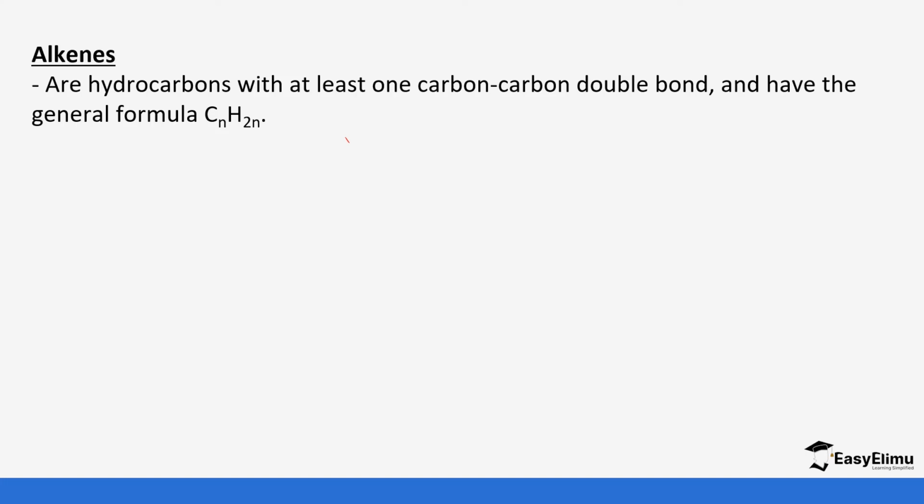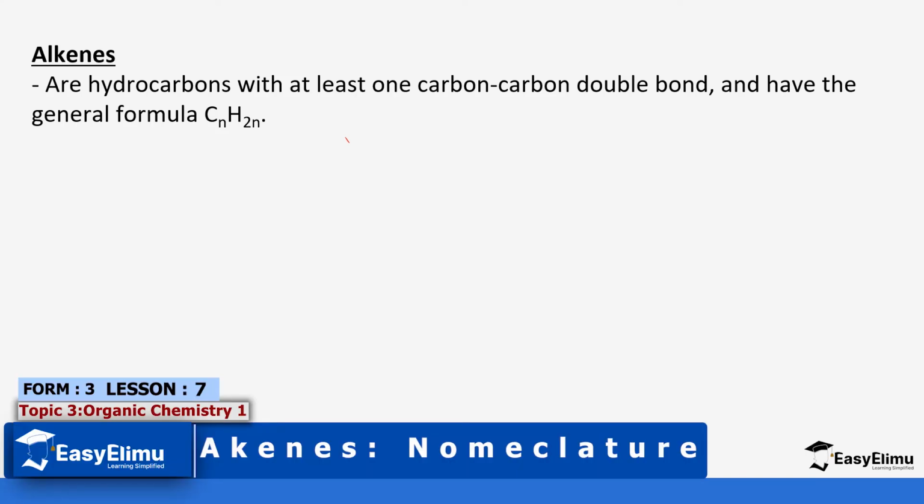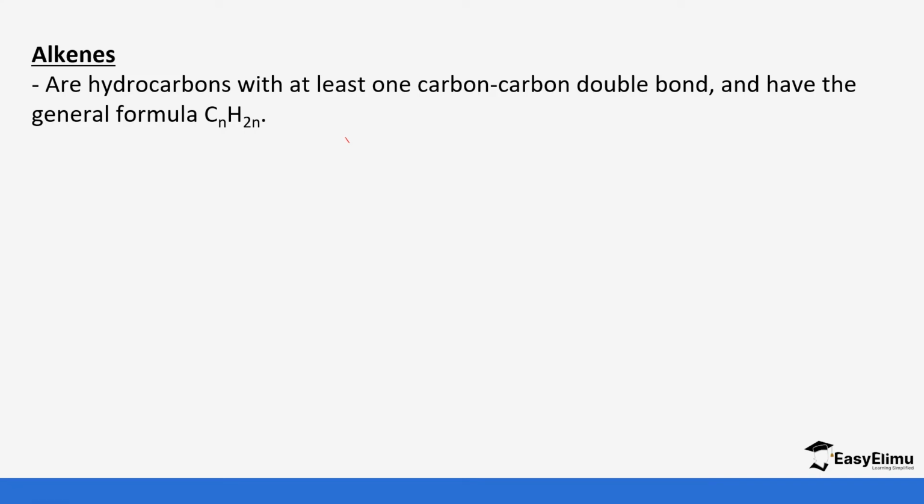So alkenes are hydrocarbons with at least one carbon-carbon double bond, and they have a general formula of CnH2n. Remember for alkanes it was CnH2n+2. So you can see the difference between the formulas of alkanes and alkenes. For alkenes, it's going to be CnH2n, where n can be two carbons and above.